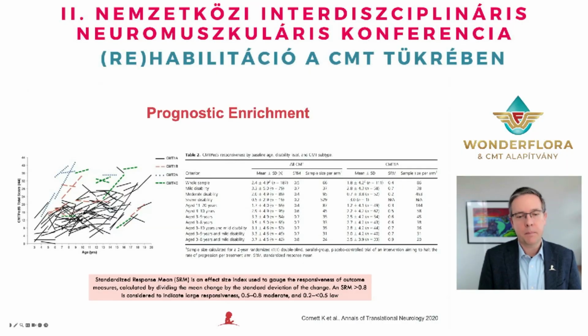There's something called the SRM, and the higher SRM, the better. And you can see when we look at the entire sample, the SRM is 0.5. But when we look at younger kids with milder disability, we can increase that SRM significantly. And that means that if a treatment is going to work, it's most likely going to work in that particular group. And that's important for clinical trial design.